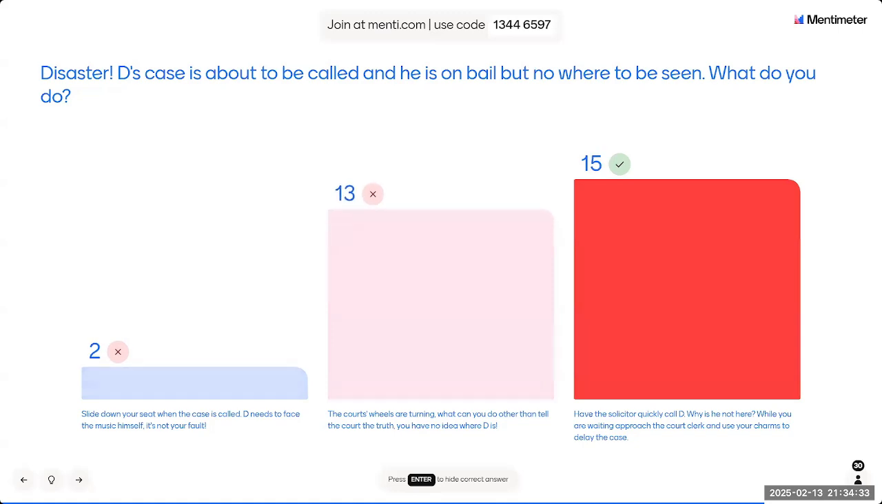Remember, court clerk, most important person in the court. You can persuade them to move your case further down in the list. They're going to have lots of cases due to be called. If you can persuade the court clerk to move your case further down in the list for the day, then your client may be able to make it in time to the court without the magistrate even realizing that he's running late. So that's the best option.